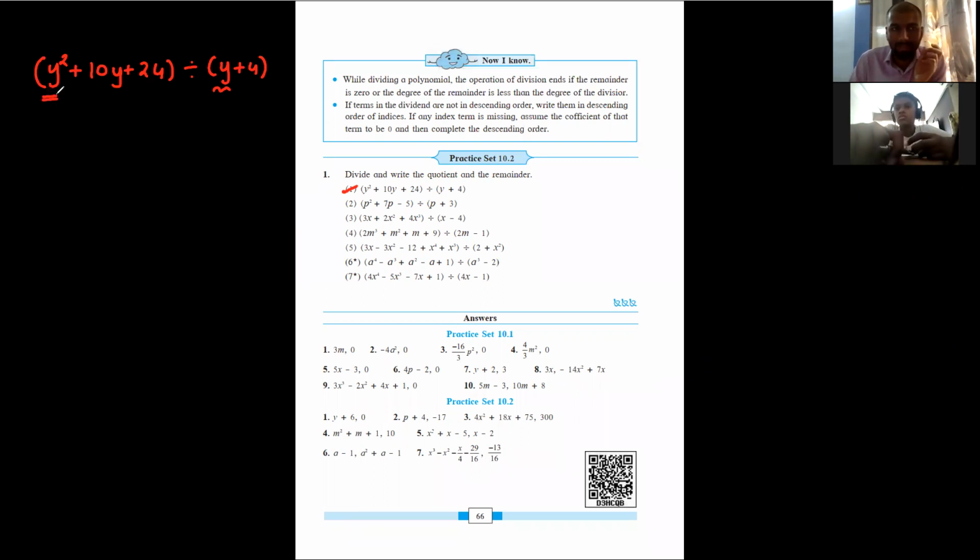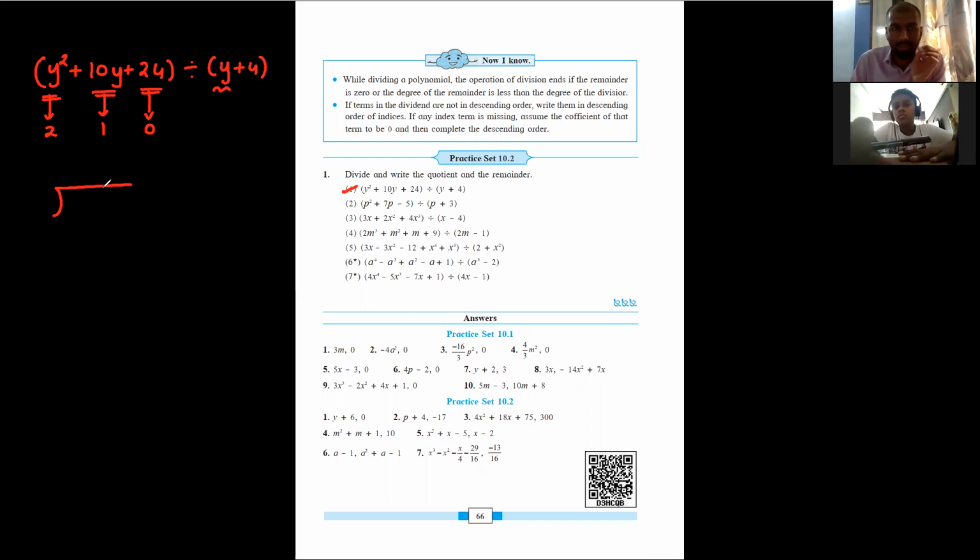First we'll check the degree. So the highest degree is what? It is 2. Here the degree is 1, and here the degree is 0. So it is arranged in decreasing order, from highest to lowest. So it is arranged properly, and you can start the question accordingly.